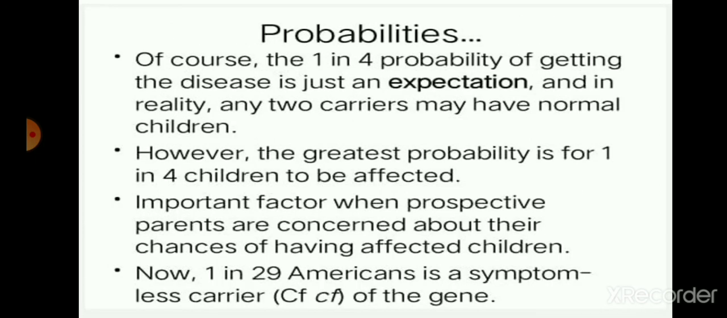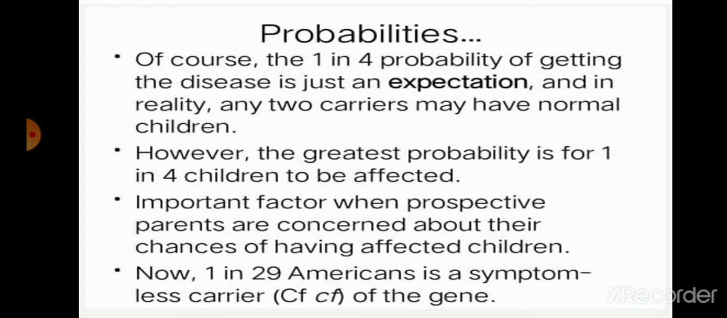The 1 in 4 probability of getting the disease is just an expectation, and in reality the two carriers may have normal children. So this is the probability that 1 out of 4 children may have the disease, but this is an expectation. Anyhow, two carriers may have normal children. However, the greatest probability is for 1 in 4 children to be affected.